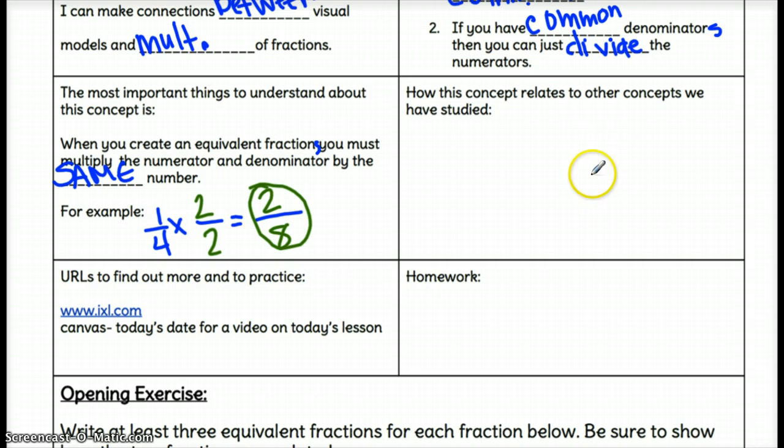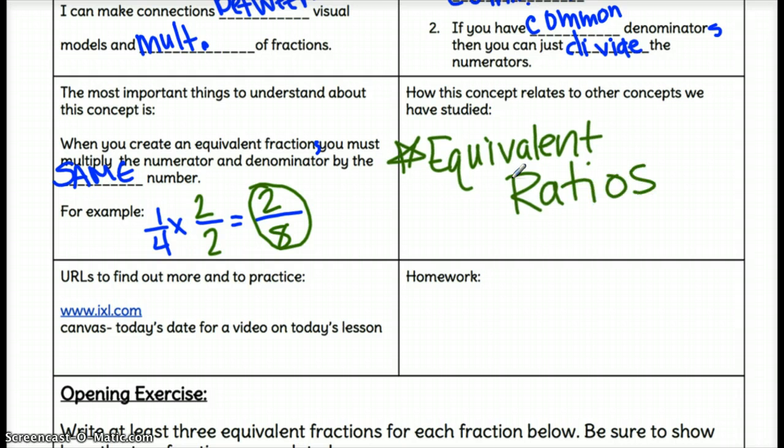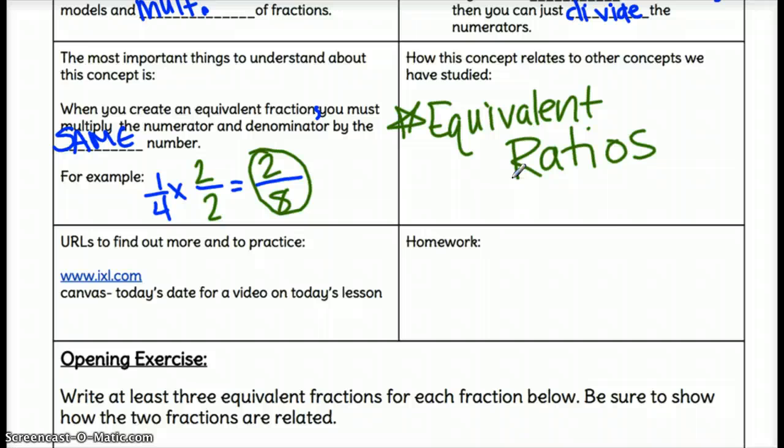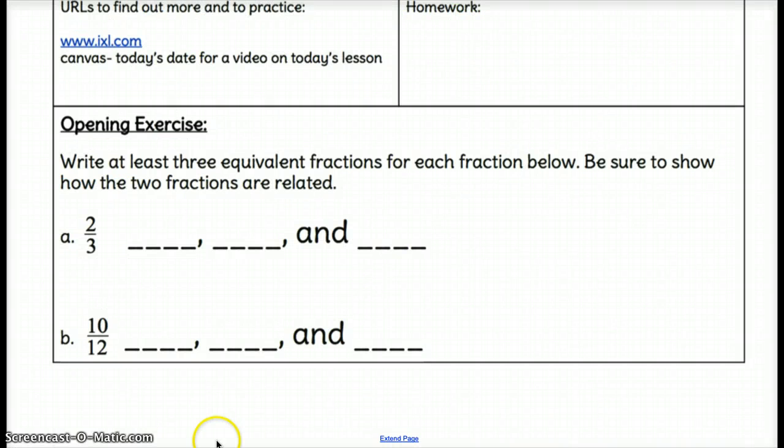All right, how this concept relates to other concepts we've studied. Are you ready for this? It's easy. Equivalent ratios. All right, so if we jump down to the opening exercise, I think you'll be able to get this pretty easy though, because these are just like ratios. What it says: write at least 3 equivalent ratios for each fraction below. Be sure to show how the fractions are related.